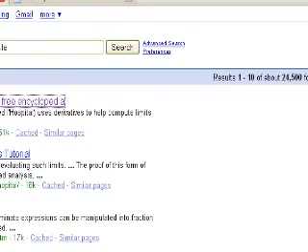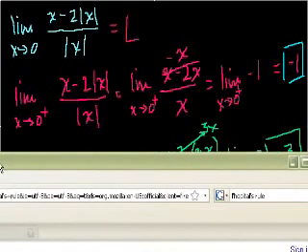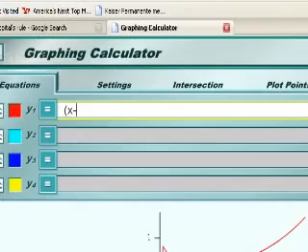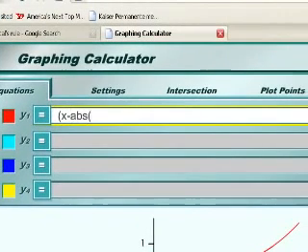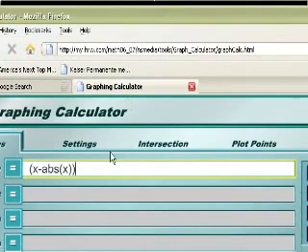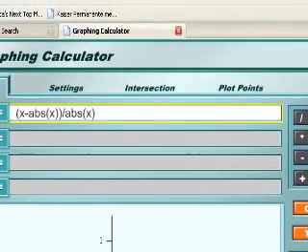Let me get the graphing calculator and confirm. Let me type it in. So x minus, I'll show you what I'm doing, so you don't get bored. X minus absolute value of x, divided by the absolute value of x. Let's see, graph. And what does it have here? Zoom out.